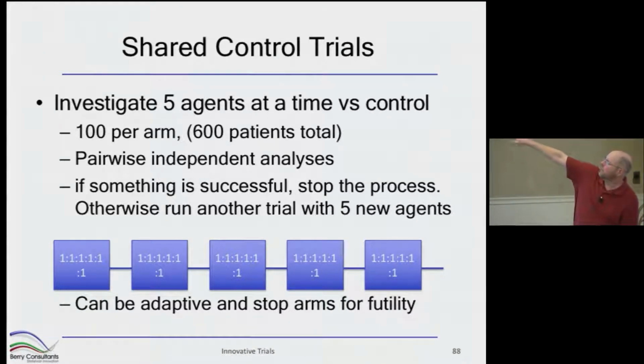So I'm going to do a shared control design. I'm going to do 5 agents at a time, so still 100 per arm, but now 5 agents are going to get compared to a single control arm. And again, I'm going to do pairwise independent analyses. So now I run 600 patients, 100 controls, 100 on each of 5 active arms. If I find a successful drug, I go, yay, I won. Otherwise, I go back and I enroll another 5 arms at a time. So I run this sequence.